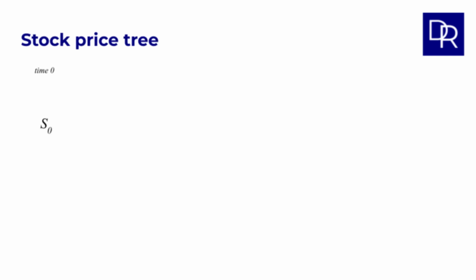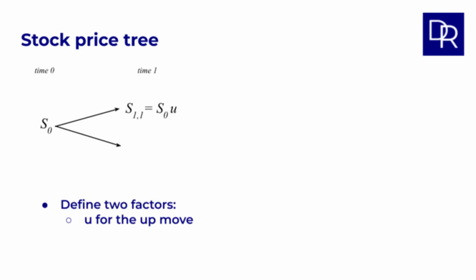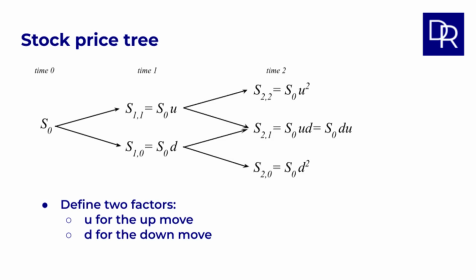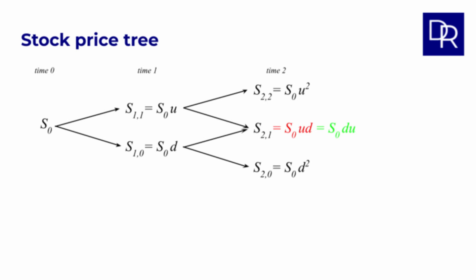Like in the previous video, we suppose the stock starts at S0. Each period it either goes up and multiplies by the up factor U, or it goes down and multiplies by the down factor D. The full two-period tree would look like this. Note from the middle node at time 2 that an up move and then a down move equals a down and then an up move.